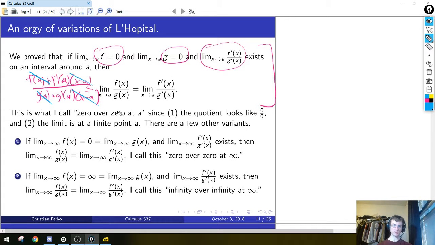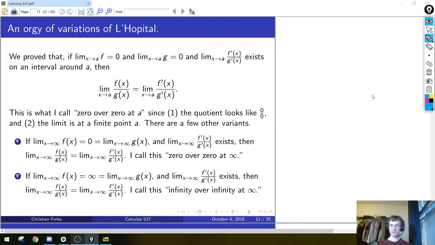So you get f prime over g prime. I should put quotes around this because it's a little sketchy. Anyway, we already proved that. That's the vanilla version of L'Hopital's rule. Now we'll see some kinkier versions of L'Hopital's rule besides the 0 over 0 at a.